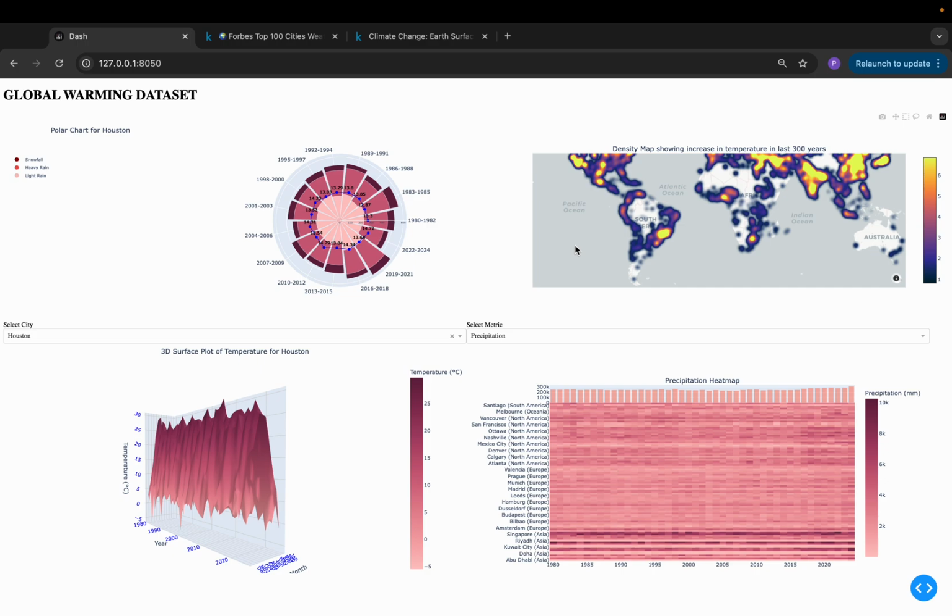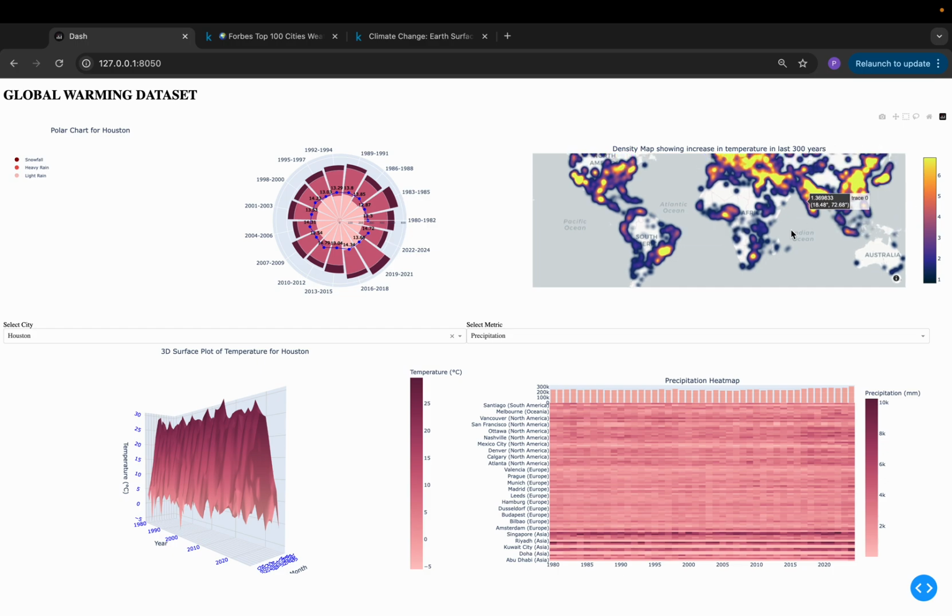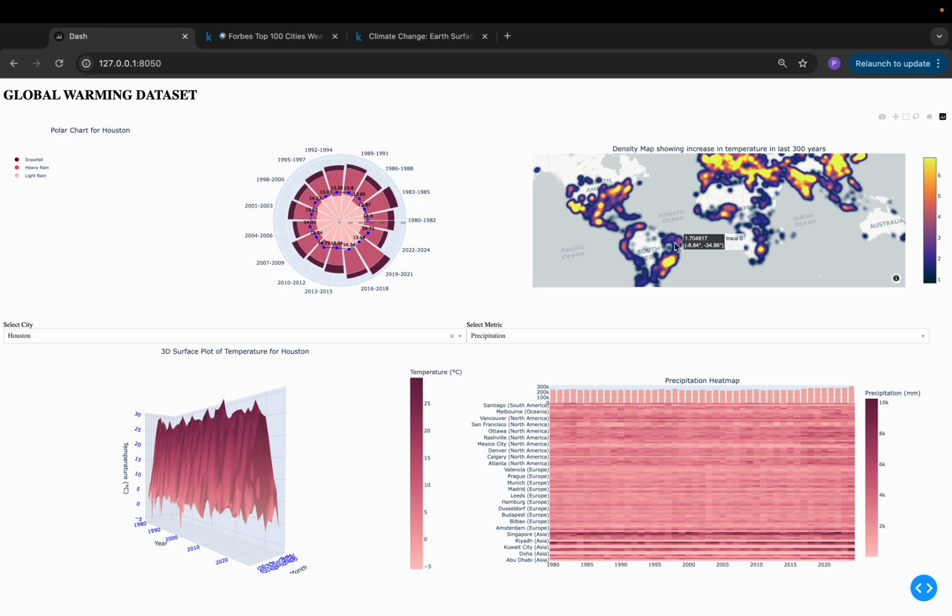The next is a density geomap, which shows the rise in temperature in the world in the last 300 years. It uses color as its encoding channel, and it can show that countries like India are seeing more rise in temperature in the last 300 years as compared to cities in South America or Africa, for example.